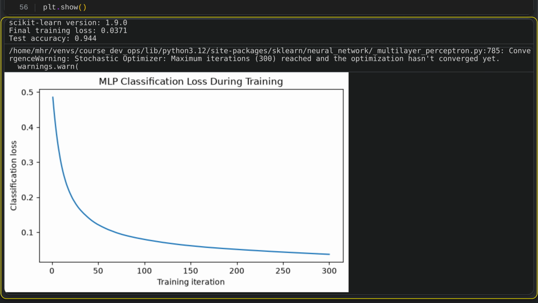This script uses a multi-layer perceptron to classify breast cancer data into two categories. It splits the data into training and test sets, scales the features using only the training data, and trains a neural network with one hidden layer of 12 neurons. After training, it reports the final loss and test accuracy, then shows a loss curve to illustrate how the model improves over training iterations.